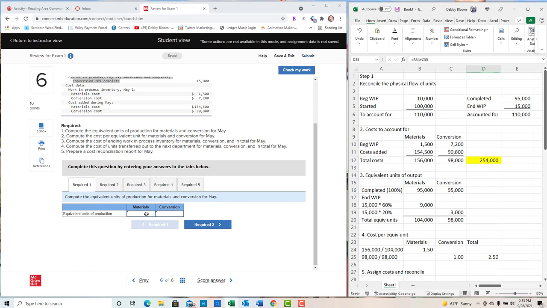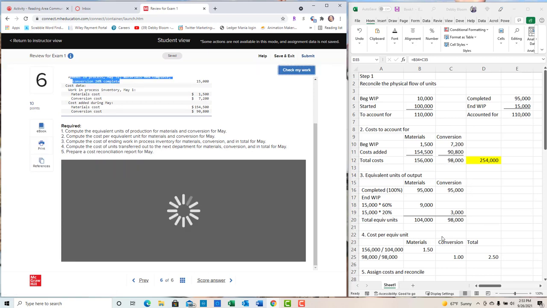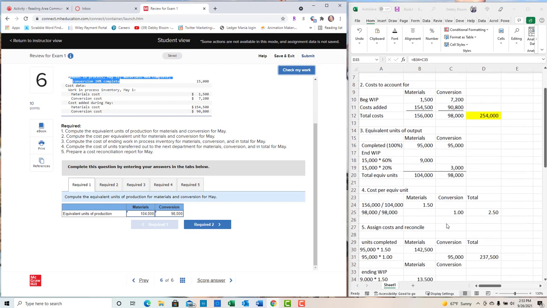So equivalent units of production for materials and conversion for May, that is going to be step 3. So that is 104,000 and 98,000. Moving on to requirement 2. Requirement 2 is the cost per equivalent unit. That is going to be our step 4. That's $1.50 and $1.